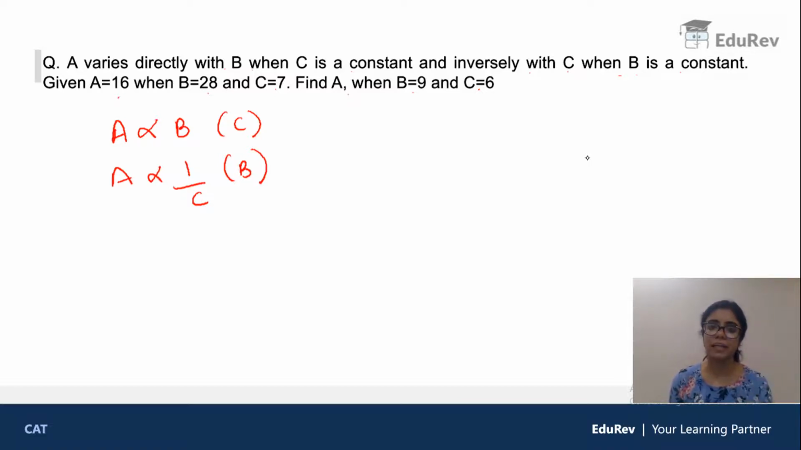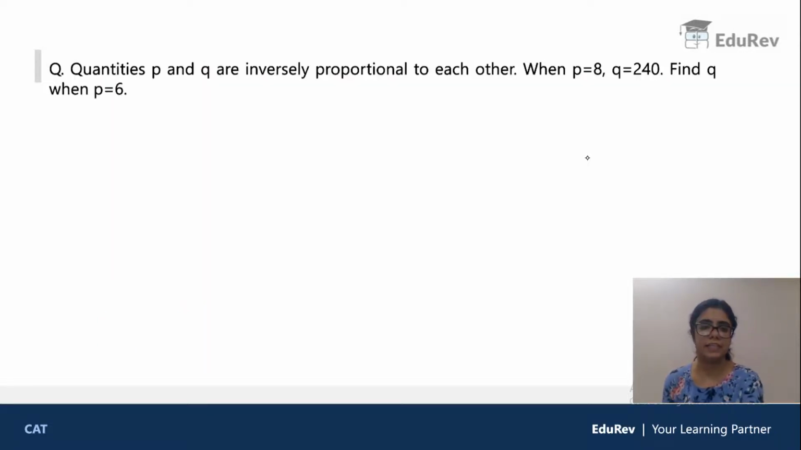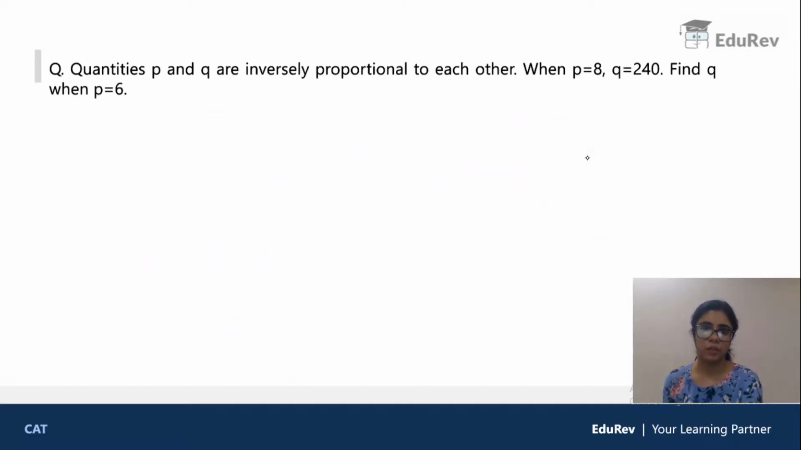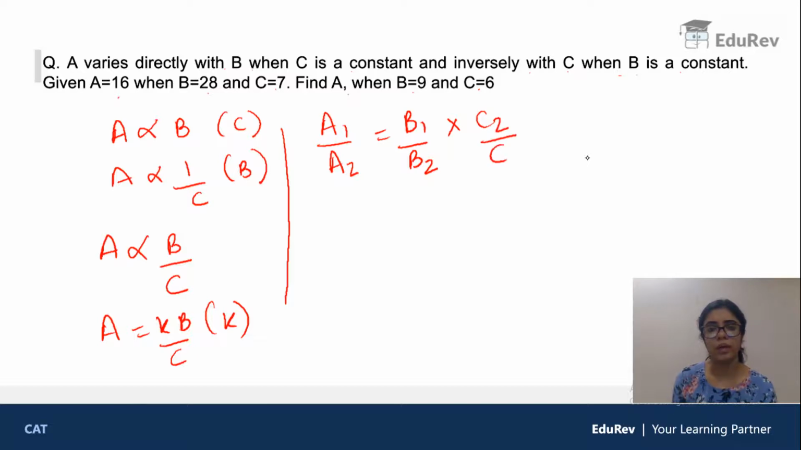So we will just combine the two. So I can write this as A varies with respect to B by C. So A is equal to KB by C. So here you have a new constant K. But I am saying this K is not even required because, as we saw in the concept, your K gets cancelled when you take the ratio. So in this case also your K will get cancelled. So basically you have A1 upon A2 is equal to B1 upon B2 into C2 upon C1.